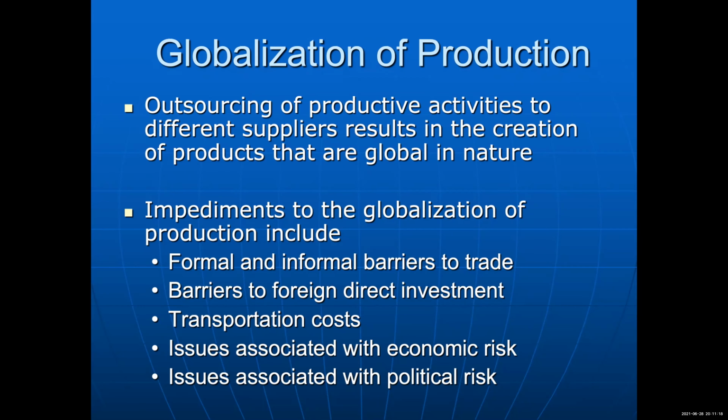It's not Jamaica. So even Grace is outsourcing some of its productive activities because it might be cheaper to make it elsewhere. Sometimes Jamaica doesn't have the technology and they don't want to spend too much money doing that in Jamaica when they could pay less for that elsewhere. So the impediments to the globalization of production include formal and informal barriers to trade.